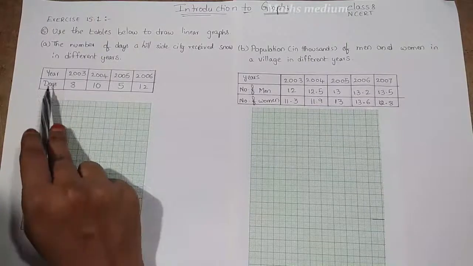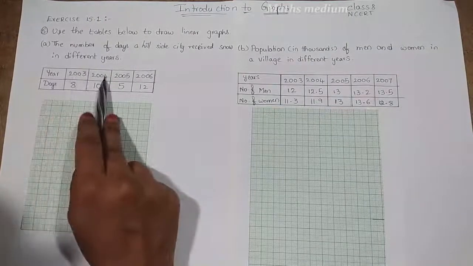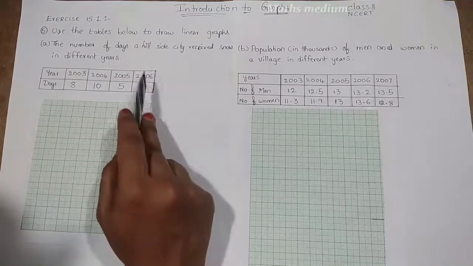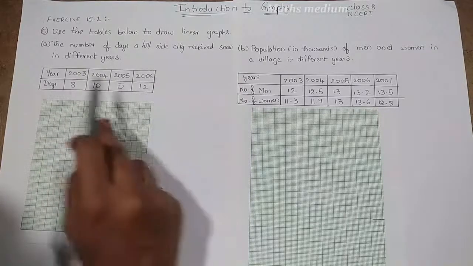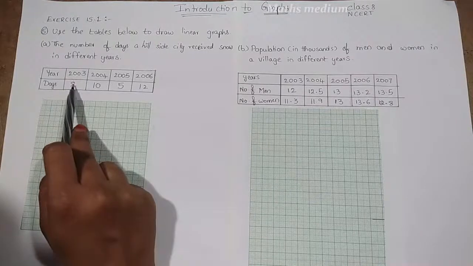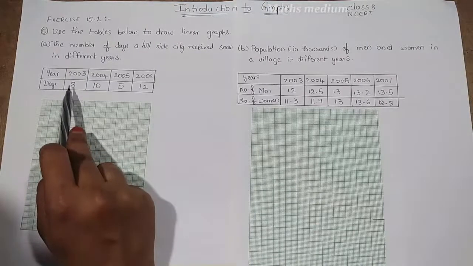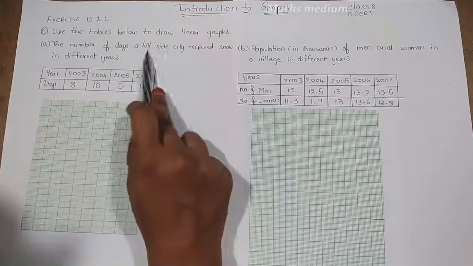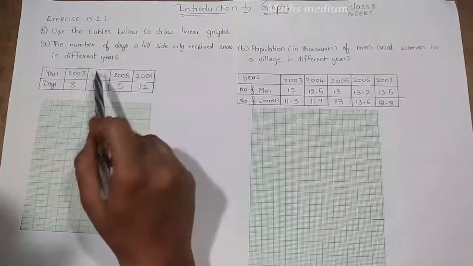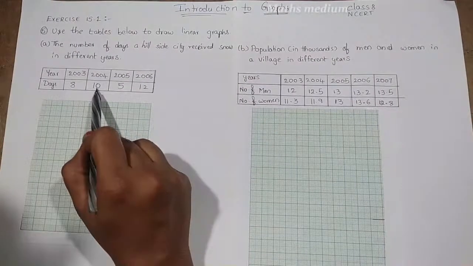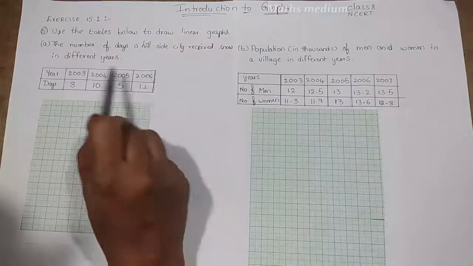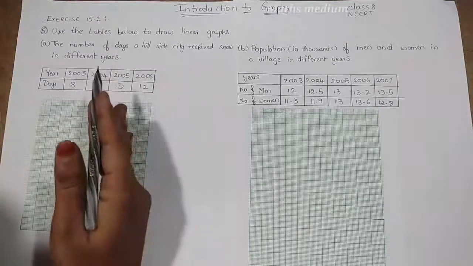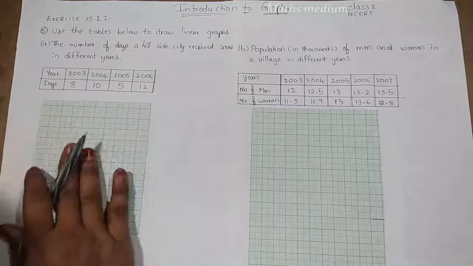So this is years and this is days. 2003, 2004, 2005, 2006, and according to that days 8, 10, 5 and 12. In this year, the number of days, that is 8 days, this hillside city received the snow. In 2004, 10 days. In 2005, 5 days. 2006, 12 days. So this tabular form we have to represent in the form of a linear graph. So let's start.